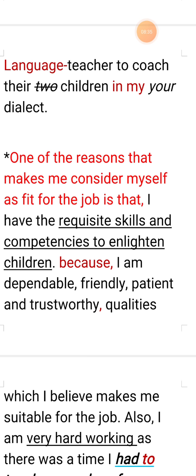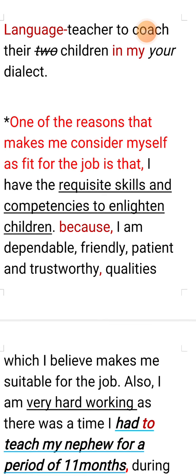So one of the reasons that makes me consider myself as fit for the job is that, when you see those words in red ink, those are my own corrections. The students' words are in black ink, right? So one of the reasons that makes me consider myself as fit for the job is that I have the requisite skills and competencies to enlighten children.